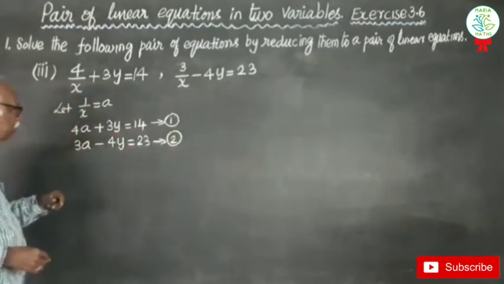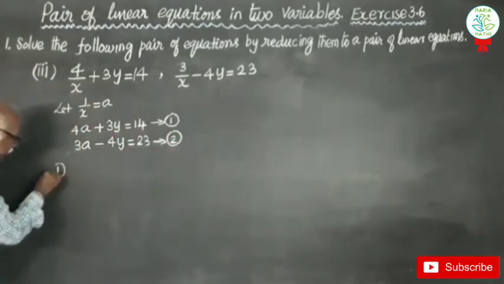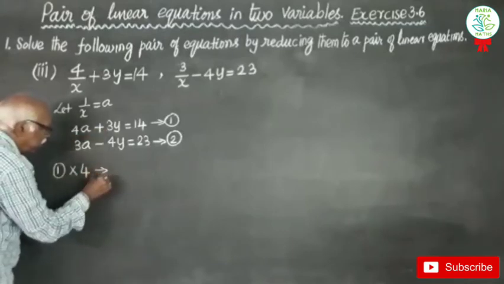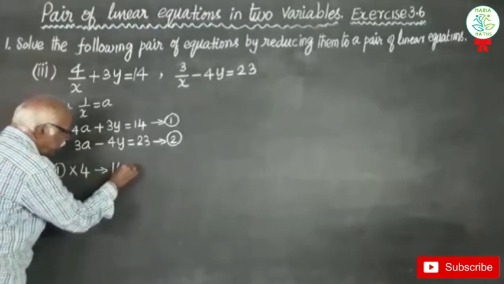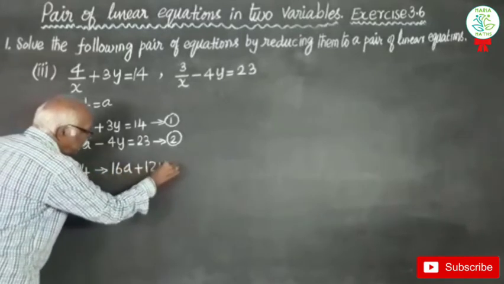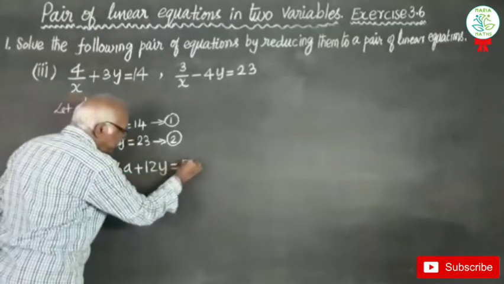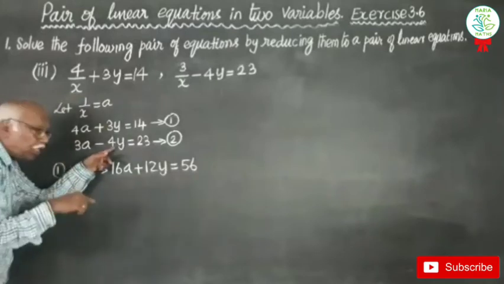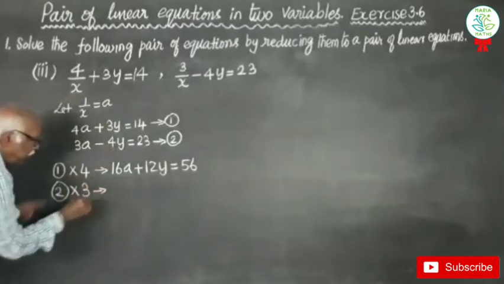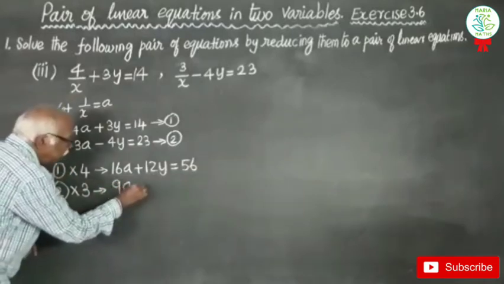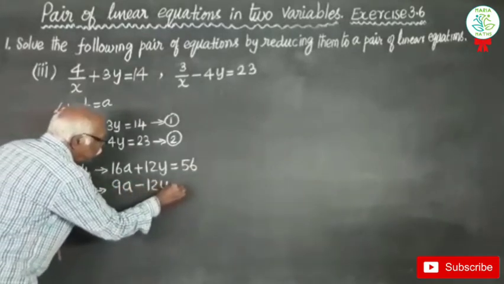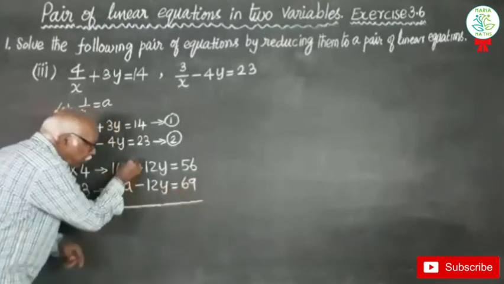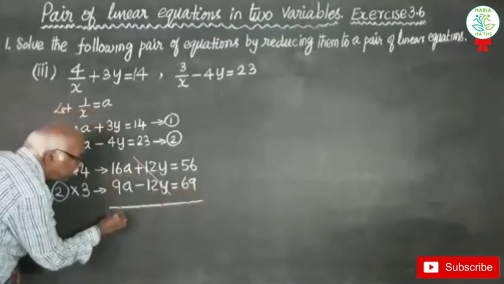Now I want to cancel y. So equation 1 into 4, so this becomes 12. That implies 16a plus 12y equal to 4 into 14, 56. Now equation 2, if we multiply it by 3, it becomes 12. So equation 2 into 3: 9a minus 12y equal to 69. Now plus 12y and minus 12y cancel while adding. Now if we add this, we get 25a.